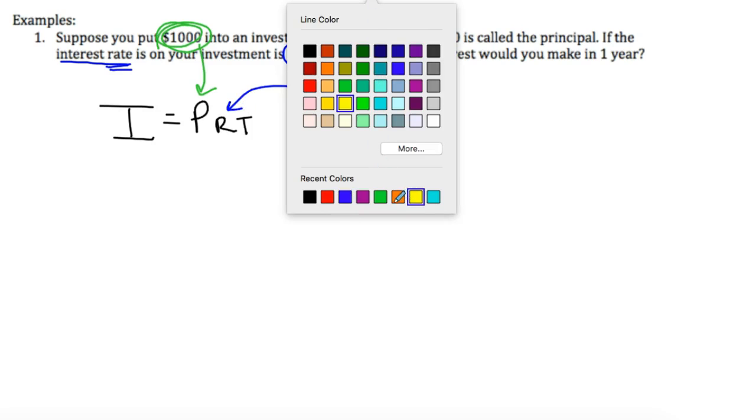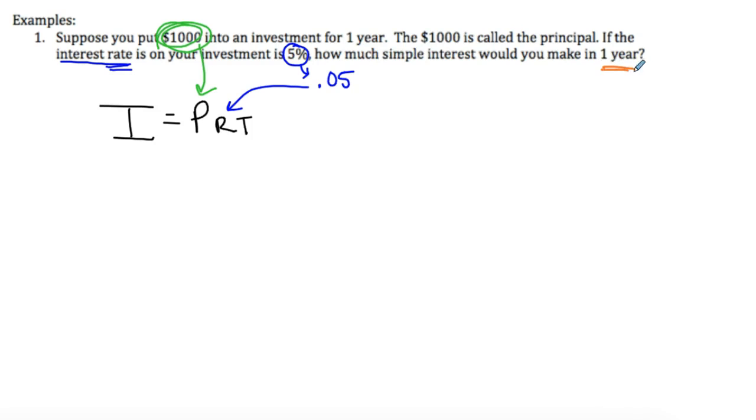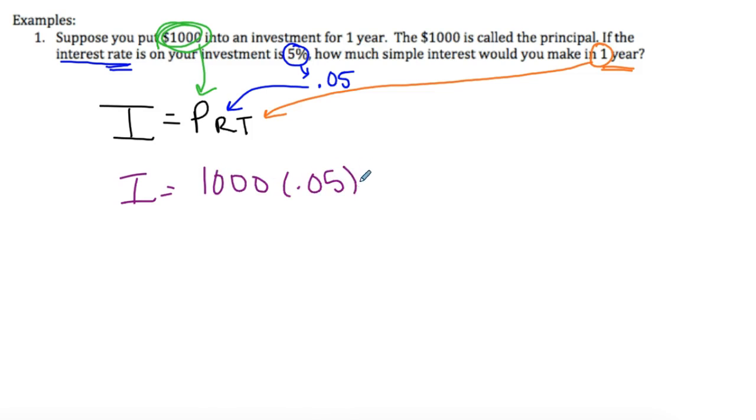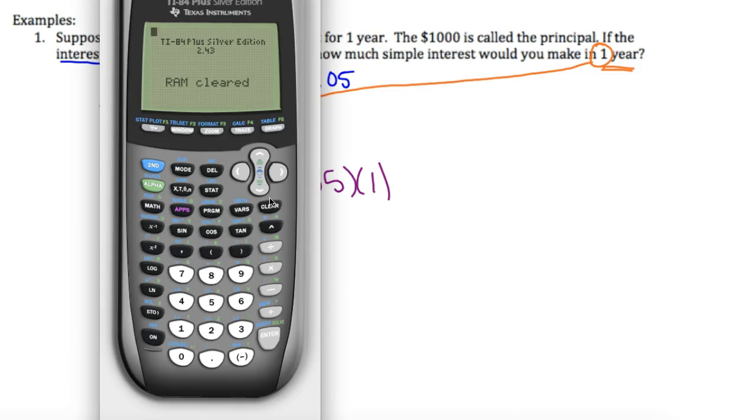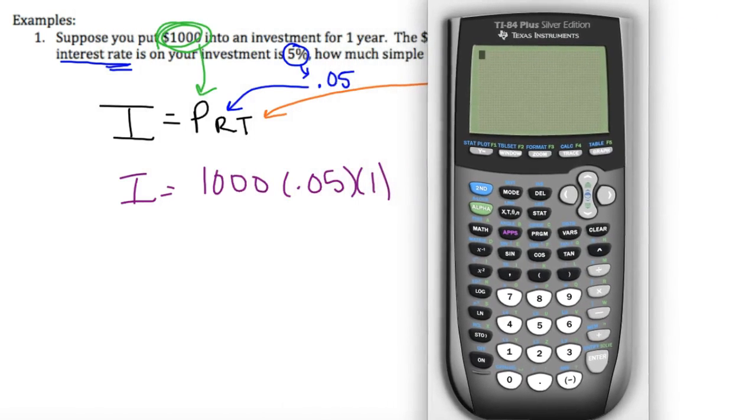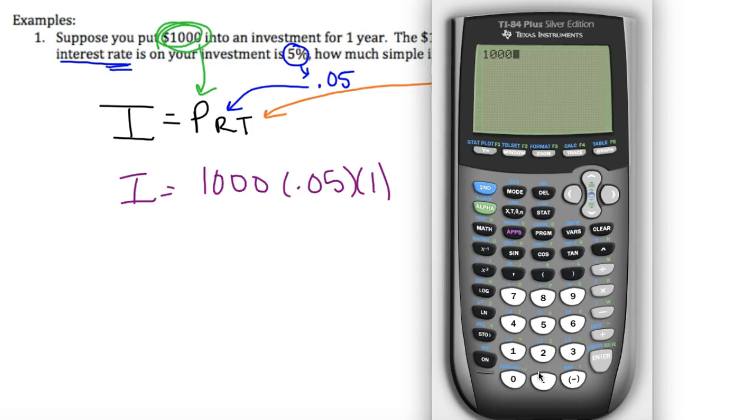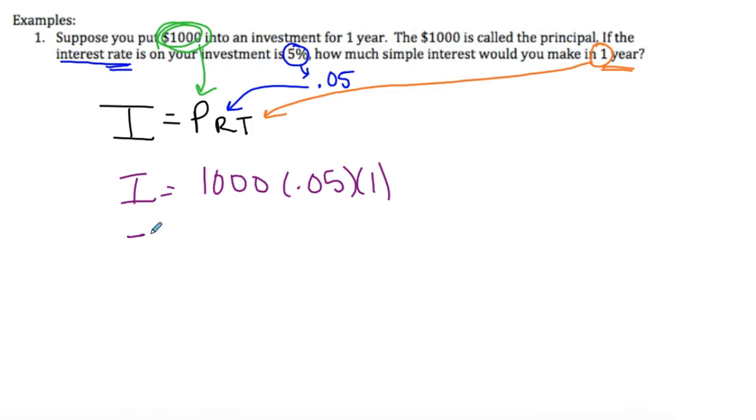And then T, time. How much simple interest would you make in 1 year? This 1 is what I'm going to put in for my T. So that means my interest is equal to 1,000 times 0.05 times 1. On my calculator, I can put all of that in there. I'm going to put 1,000 times 0.05 times 1. And what that means when I get $50 out is that if I put $1,000 in the bank for 1 year at 5%, I would make $50 interest.